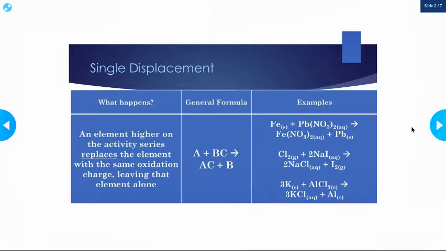So let's look at the general formula for this. I have element A, and then I have compound BC. So this is what you're going to see for a single displacement reaction, an element and a compound. And then we're going to produce in the products a compound and an element as well. A is going to be replacing B, and we have to make sure that A is higher in that activity series. So just check out the activity series, make sure it's more reactive, and then you're good to go.